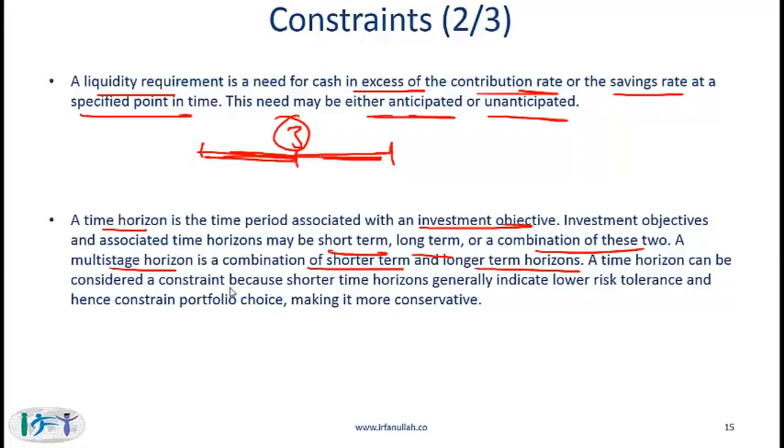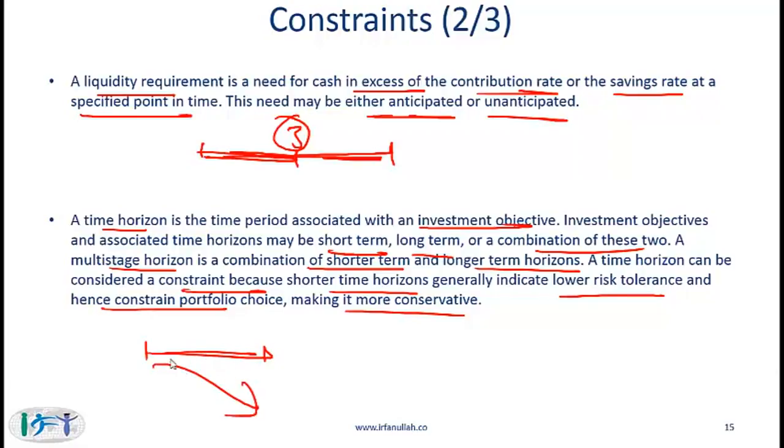A time horizon can be considered a constraint because shorter time horizons generally lower risk tolerance and hence constrain portfolio choice, making it more conservative. This is fairly straightforward. If your time horizon is only 3 months, then does it make sense to put money in the stock market? It does not, because the stock markets can easily crash over a 3-month period. So if you know that you need money after a short time period, then that constrains you in the sense that you will generally make more conservative or safer investments.